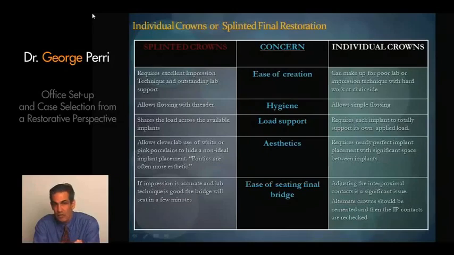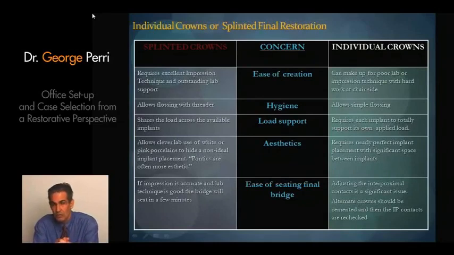Of course, sharing the load across the implants, as long as that bridge fits passively, we should have the ability to protect a weaker implant or maybe just make a group of implants much stronger by splinting them together. Individual crowns require each implant to totally support the load on it independently. And in some situations, it's like Murphy's Law. The weakest implant will have the heaviest load. So you have to make decisions in that regard.